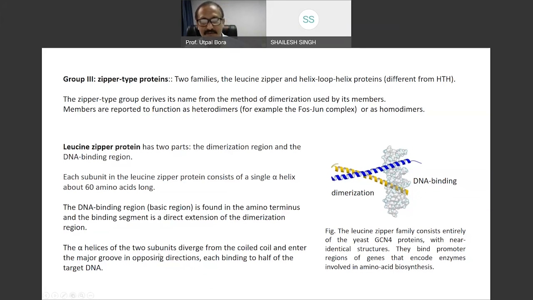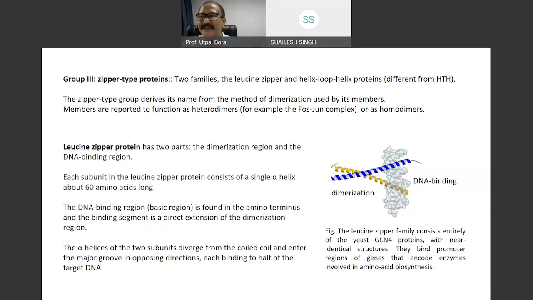The alpha helices of the two subunits diverge from the coiled coil and enter the major groove. So it's a major groove binder in opposing directions. It will embrace the DNA molecule, each binding to half of the target DNA. So this is the first family under the zipper type proteins, the leucine zipper.